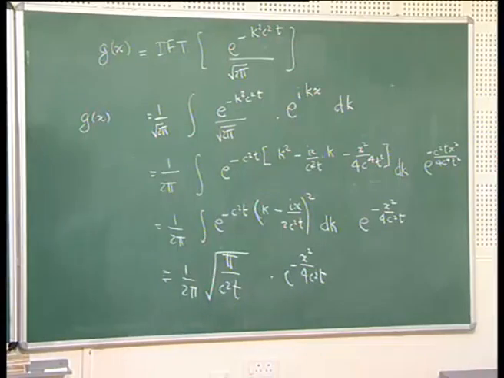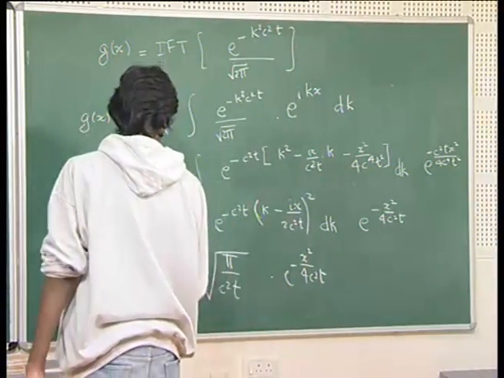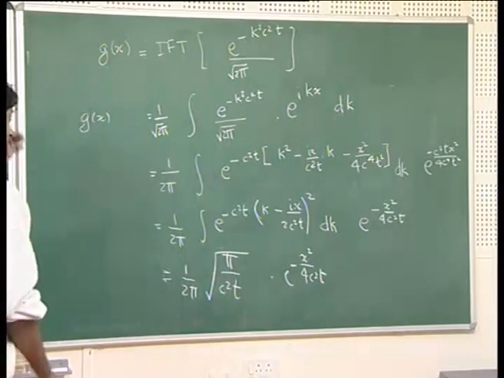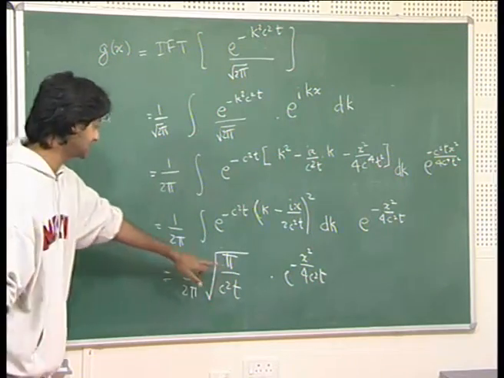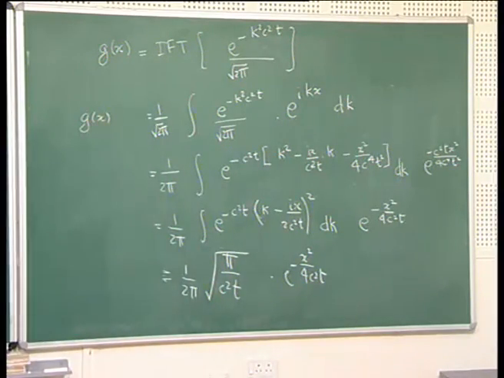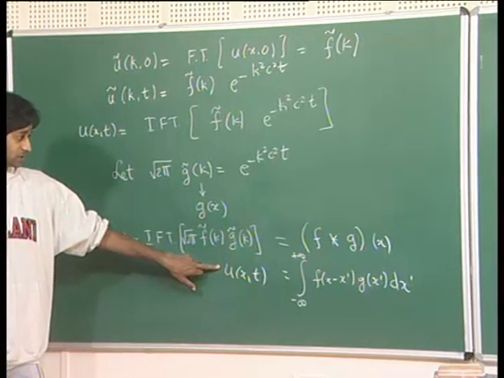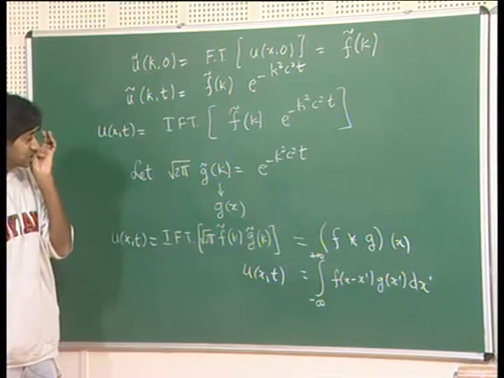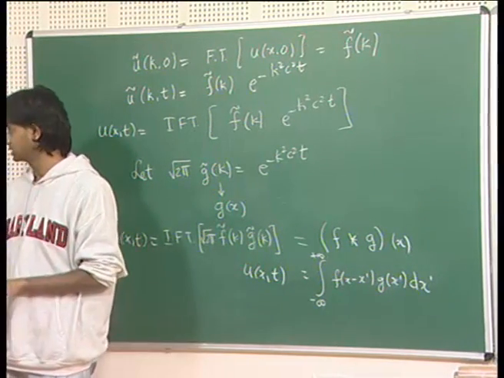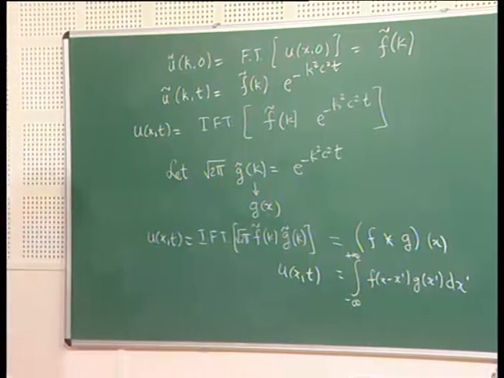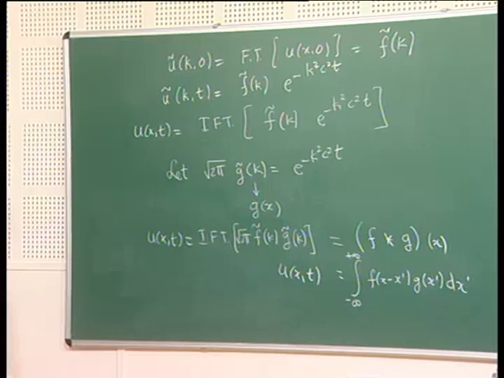So this is the answer that we were looking for. This is the final answer that you will get using this calculation. So g of x has this form. Now you can take this and substitute here, and you will get the form of u of x. So what we saw was that starting from a very complicated looking partial differential equation, we could use the Fourier transform method and very quickly arrive at the solution.